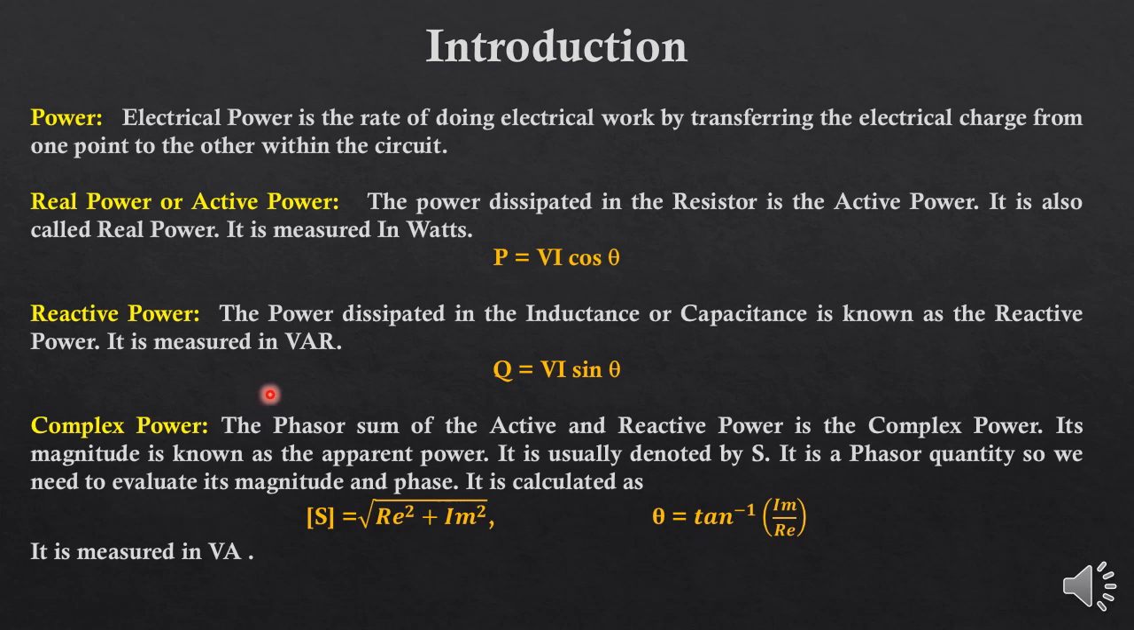Next, complex power. The phased sum of the active and reactive power is called complex power. Its magnitude is known as apparent power. It is usually denoted by S. It is a phasor quantity, so we need to evaluate its magnitude and phase, which is calculated by using these formulas. Here S is the complex power or apparent power, and theta is the phase. Its unit is volt ampere.